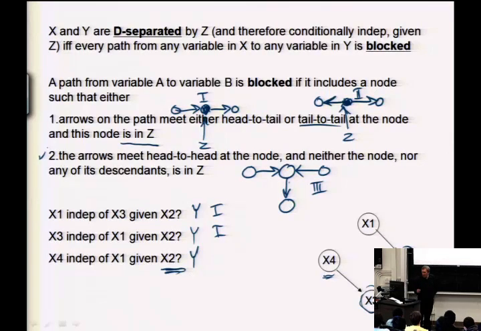Yes, it does. So x1 is blocked from x4 twice, right? Once by the observed x2, and once by the fortunately not observed x3. So thank you for pointing that out. So it's doubly blocked. Okay?